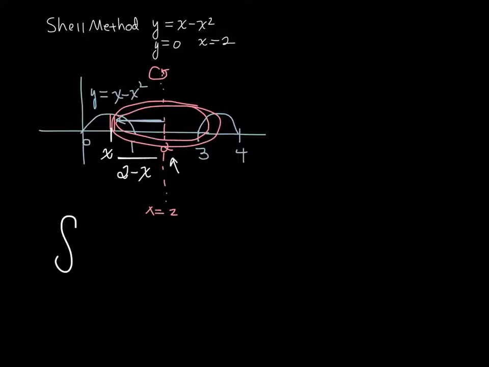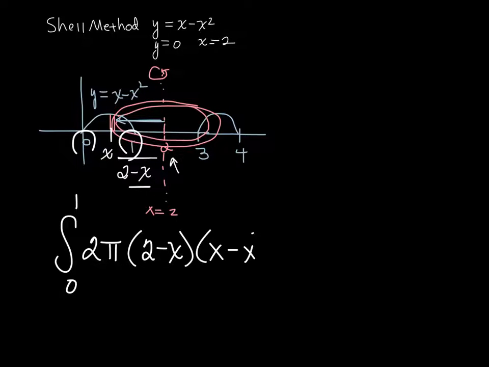And so I have my volume formula for the shell method, which says if I'm revolving, in this case, around a line x equals some value, I'm looking at my x values from 0 to 1, that becomes my limit of integration, 2 pi, just said that the radius is 2 minus x, and then of course my height is going to be my function. So x minus x squared dx.